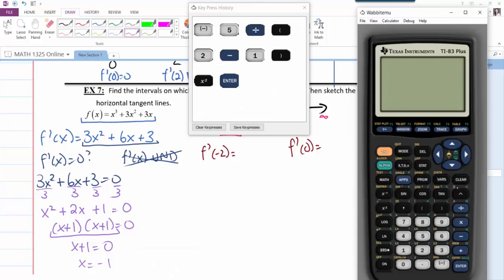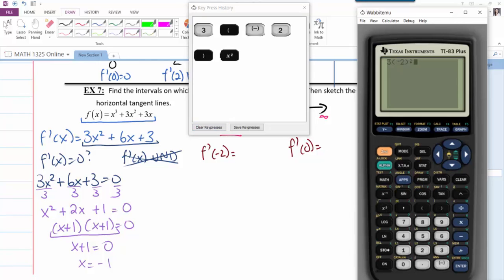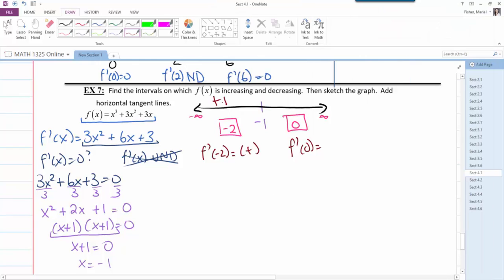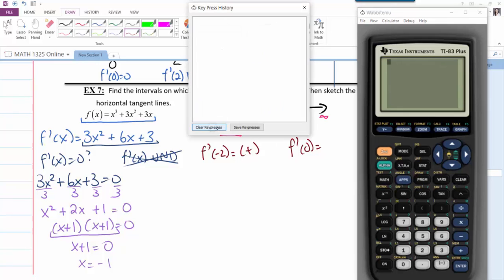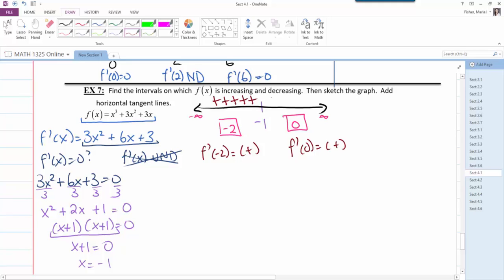So grabbing a calculator, I'm going to plug negative 2 into my first derivative. So 3 times negative 2 squared plus 6 times negative 2 plus 3, and I end up with a positive number, which means that in this interval I am increasing. Then let's find f prime of 0. So I would write 3 times 0 squared plus 6 times 0 plus 3, and I end up with 3. 3 is a positive number, so in this interval I am increasing.